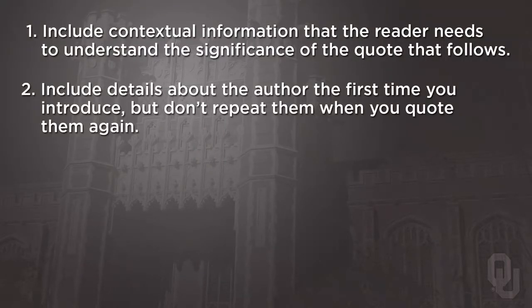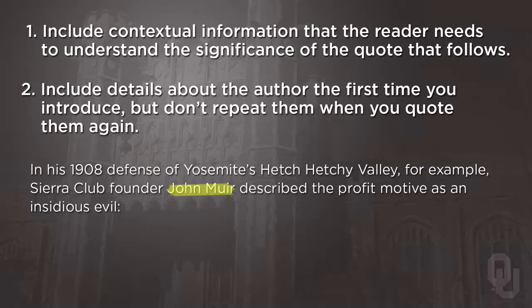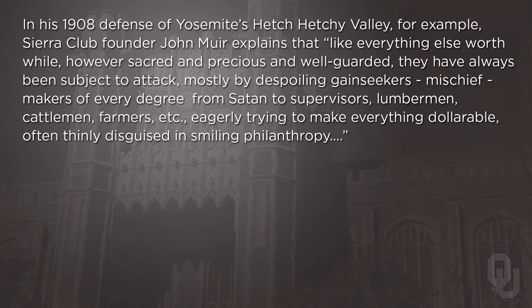2. Include details about the author the first time you introduce them, but don't keep repeating them when you quote them again. For example, you want to use the author's whole name, John Muir, the first time that you introduce them, but after that you can just switch to "Muir goes on to say." You might cite the date and title of his article the first time you use it, but there's no need to keep doing that when you quote from it later in the essay. So let's look at our quotation now that the author has been properly introduced to see what else we could do to sharpen its focus.